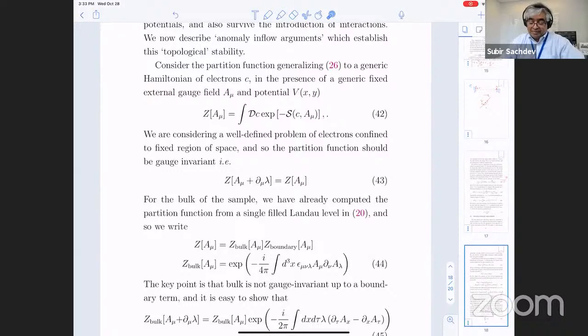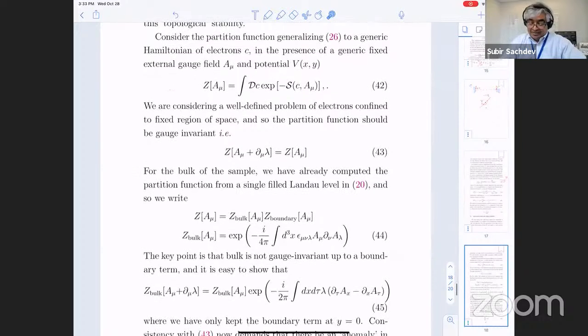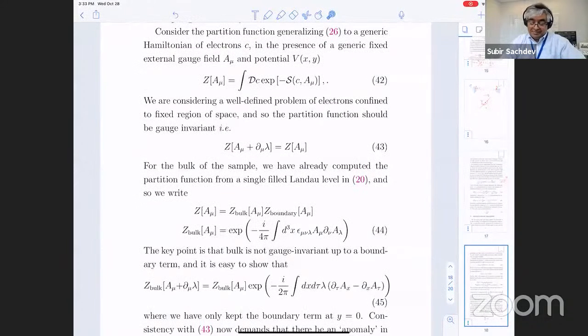So the statement is that whatever the Z of A mu is, which in general is very hard to compute, it must be gauge invariant because it's a well-defined problem of electrons in a bounded region of sample. So this must be true. You give me a Z of A mu, some functional, and I check that A mu plus d mu lambda doesn't change the value of Z of A mu. That must be true.